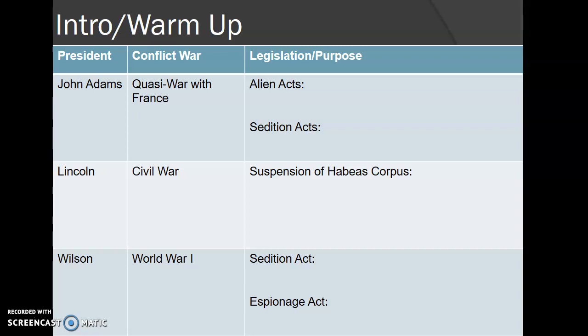So here's the thing, and this is up to you to decide. On a scale of 1 to 10, how bad were these? All right. And then when we're done talking about the Japanese internment, do we feel as if Japanese internment is at the same level, not as bad, or arguably maybe even worse than the things we've done previously?